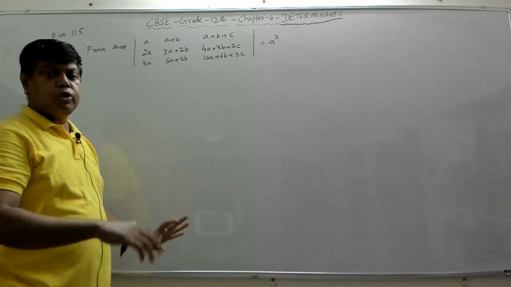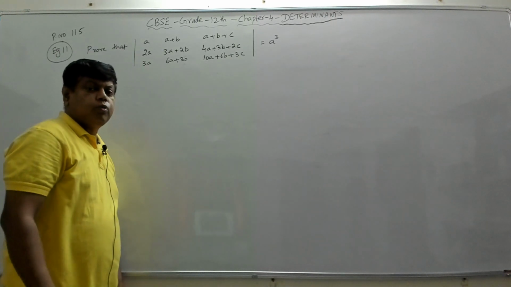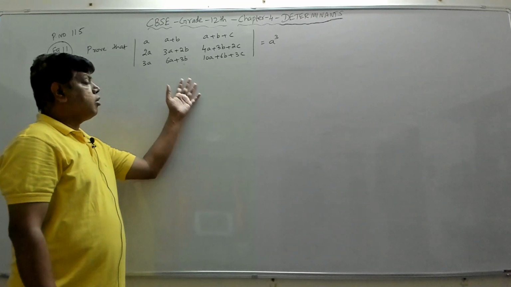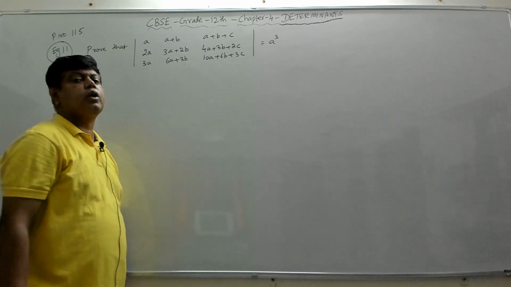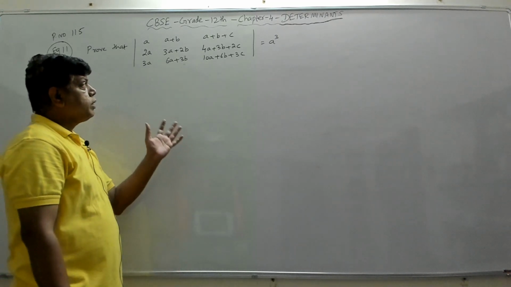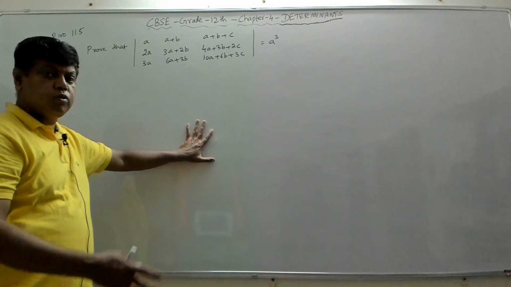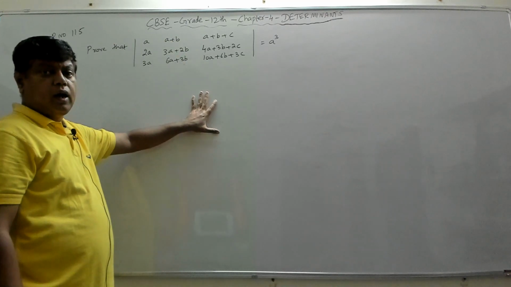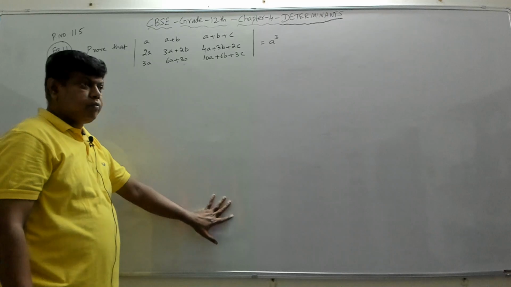In the previous video we talked about the different properties which we can use on the determinant so that we can find the value of the determinant easily and quickly. We can use those 6 properties that we studied in the previous video to simplify this determinant and find its value in an easy and quicker way.